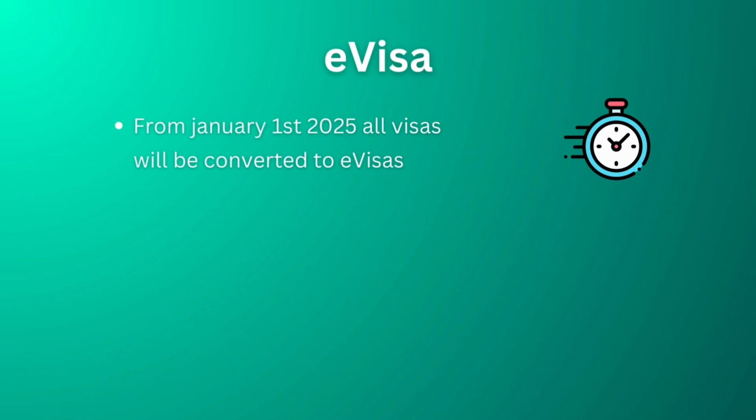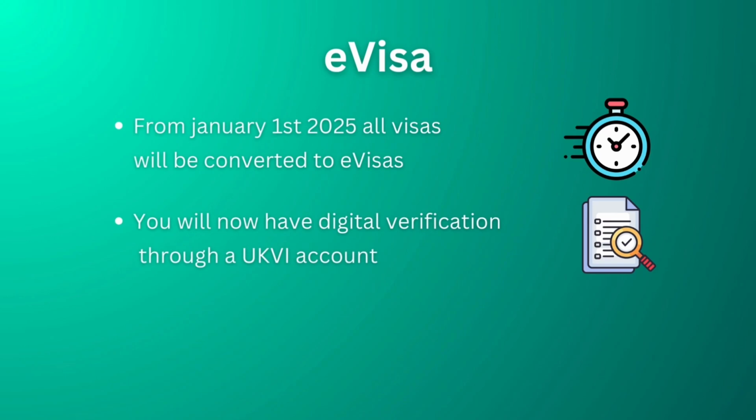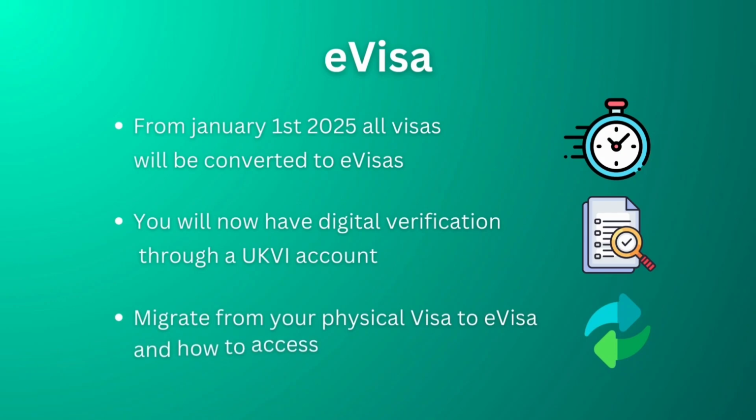What that means is, unlike previously, where you had a physical document representing your visa and immigration status, you will now have a digital verification through a UKVI account. And today we will discuss everything you need to know in order to migrate from your physical visa to your e-visa and how to access it.